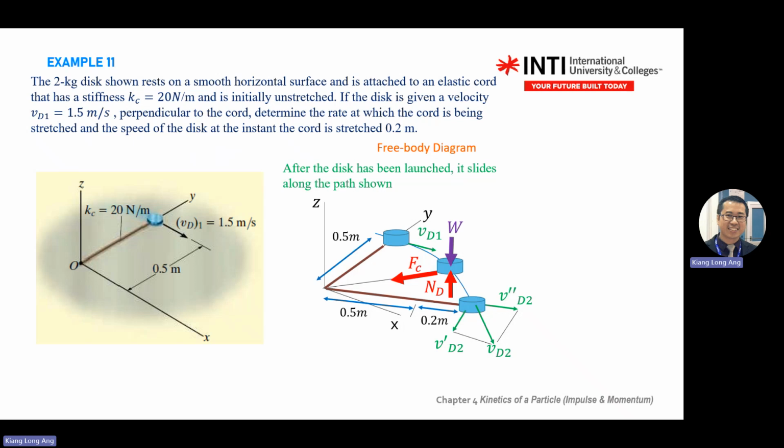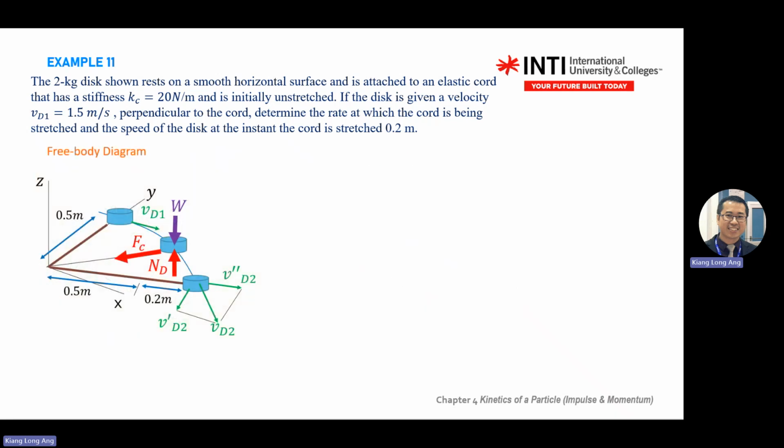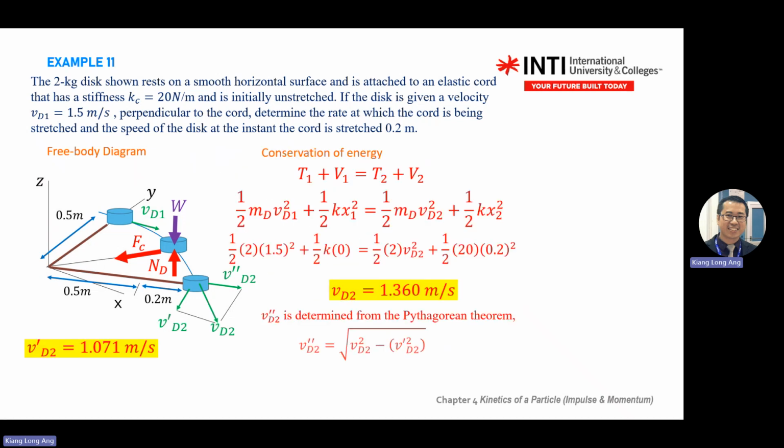And contact force, don't forget. Don't forget, because as we move on, you might forget the contact force, because the question will no longer mention contact force for you. So just take note of the normal force, contact force. Okay, this one you read for your homework.